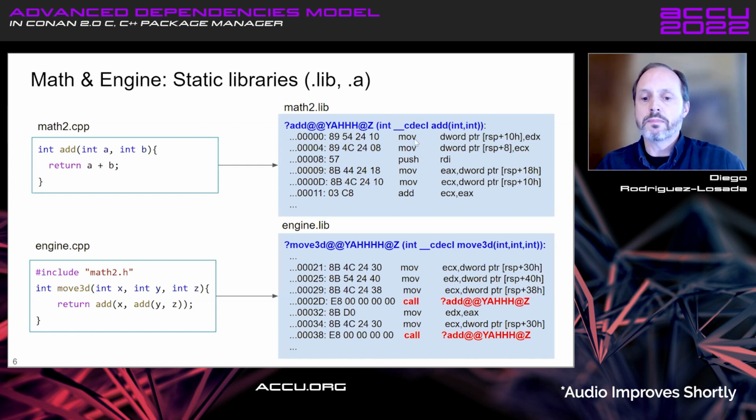But here we can see the add operation and the symbols. And then when we build the engine CPP that contains a move3D function that calls the add function twice, then I will get an engine static library, whose assembly looks like this. We can see that there are two calls to the add function, which is basically a pointer. This is not resolved in the engine static library. This will be resolved later when we call the linker. But the add function is not inside the engine static library.